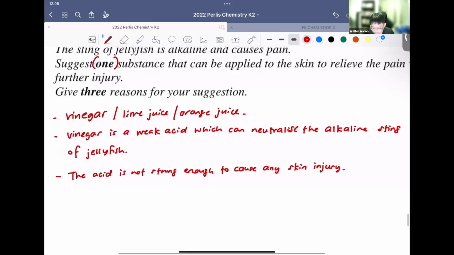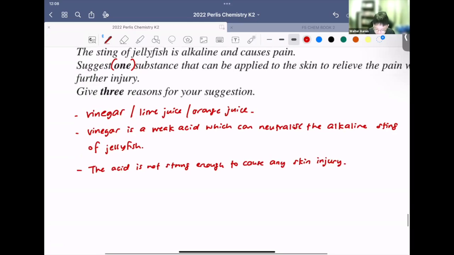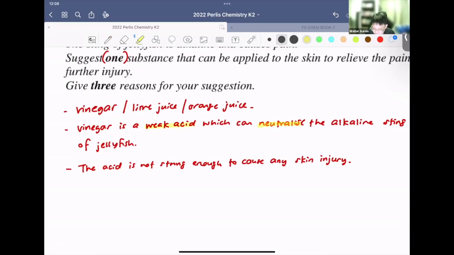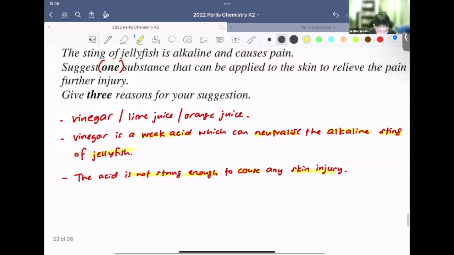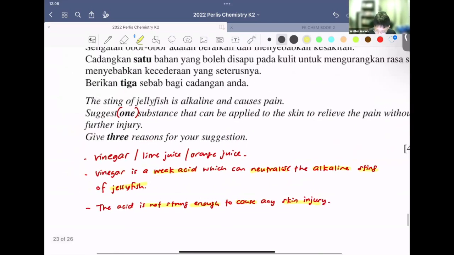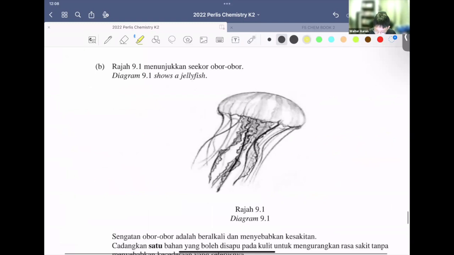All right. And this one you mentioned weak acid, right? So it's a weak acid, it can neutralize the alkaline sting of the jellyfish, and it's not strong enough to cause any skin injury. So there'll be 3 reasons technically. How does it work? Neutralize the alkaline sting. What else? It's not strong enough to cause any skin corrosion or injuries. I think that should be enough to explain how it works in this case. All right, so that's pretty much about the B. So go on to the next question.